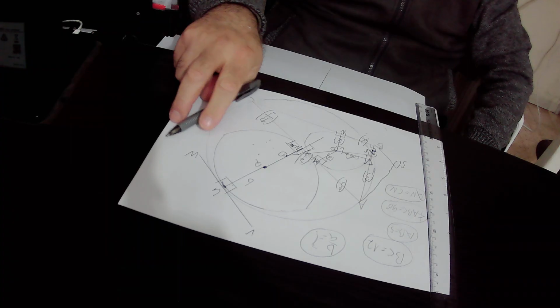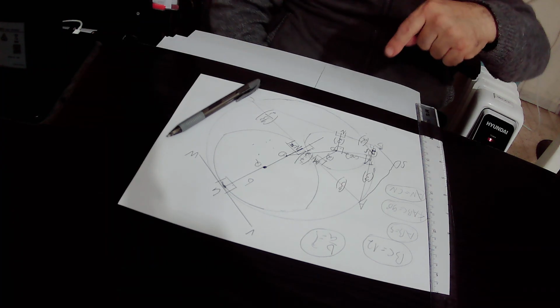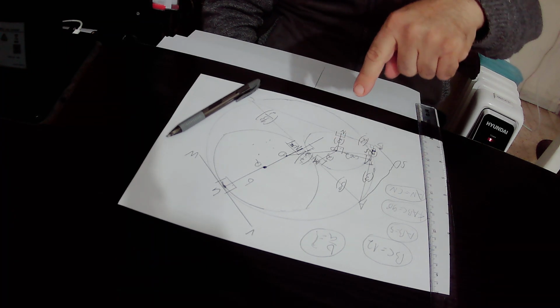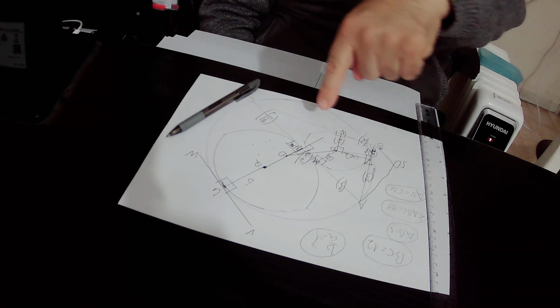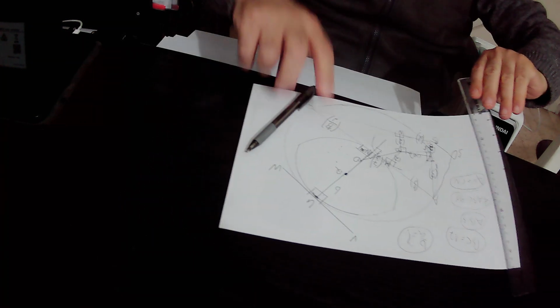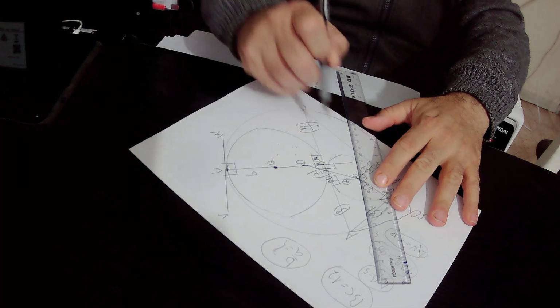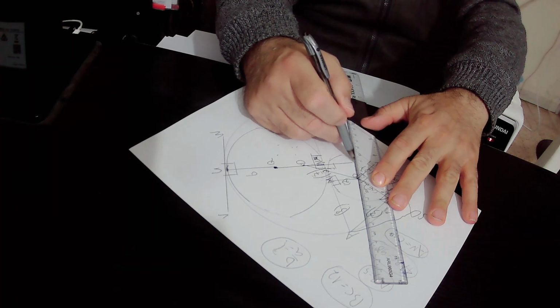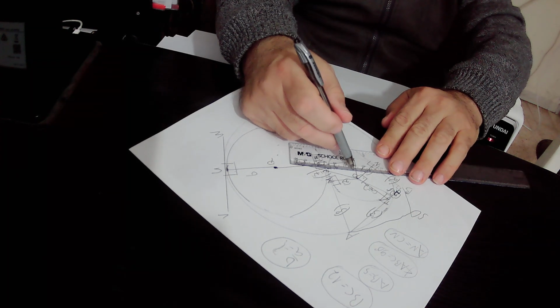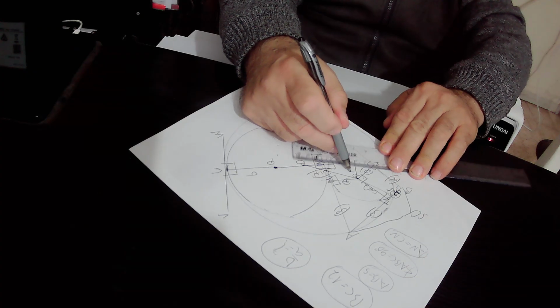In the next step, we will draw a perpendicular on the radius MP at point P. Again, we draw a perpendicular on the radius MP at point P. So this angle equals 90 degrees according to our construction.